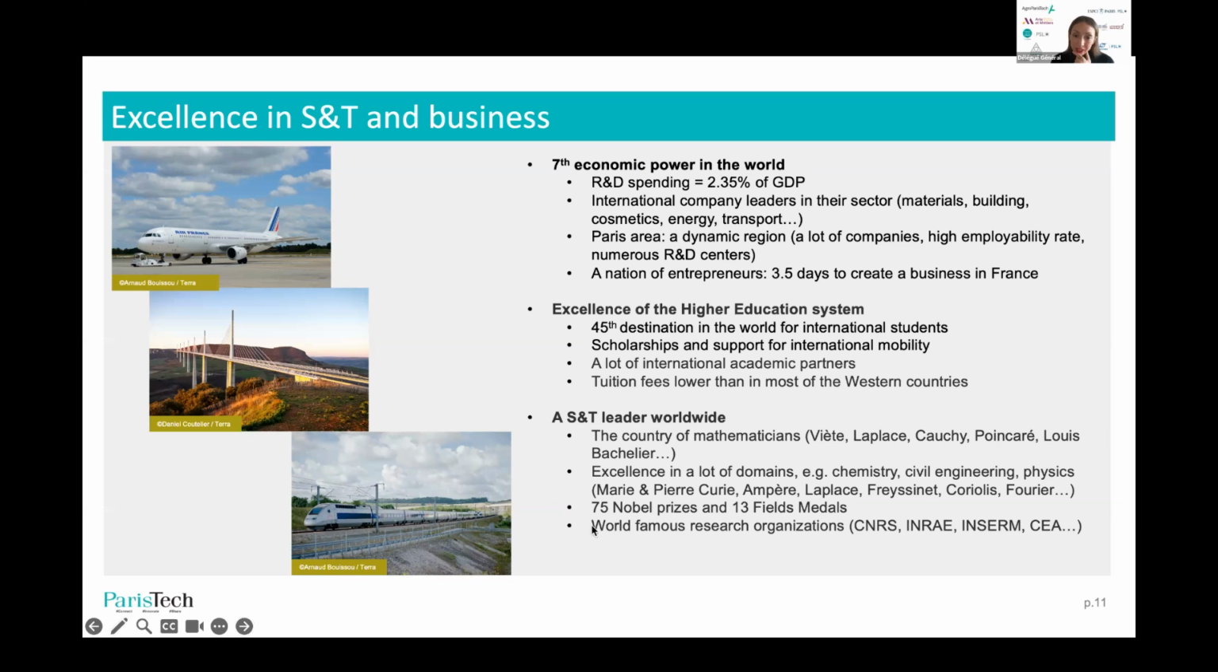I want to focus a little bit on the last line, world famous research organizations. It's very important for you. It's about the organization in research that we have. And I'm sure you already heard about CNRS, INRAE, INSERM, CEA, etc., because they count in our world today.